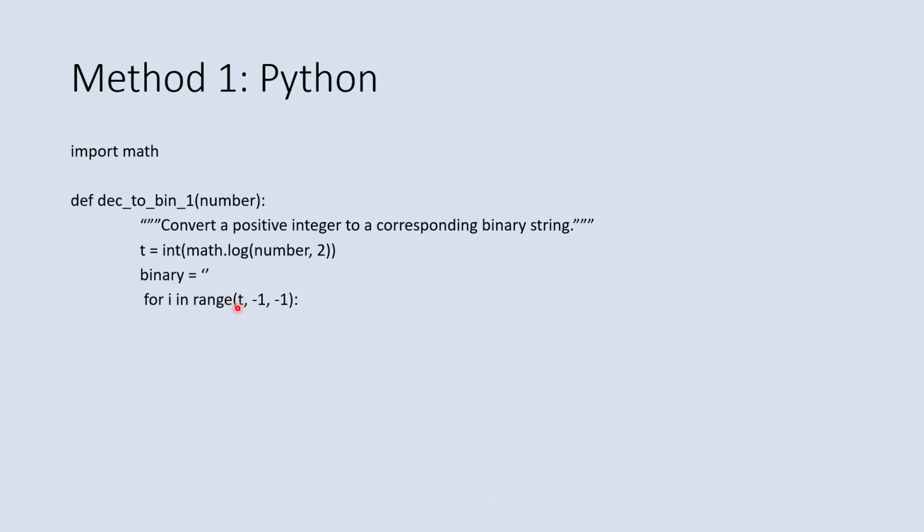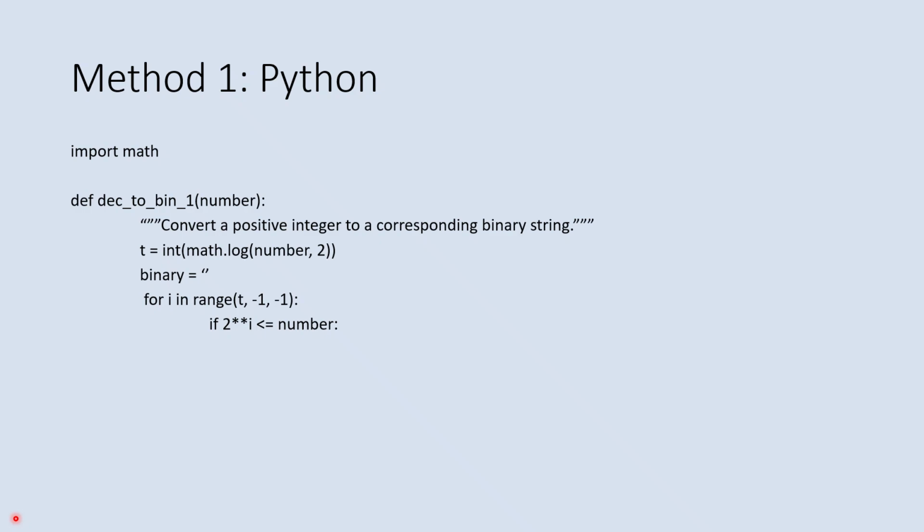So remember that range has your start value, and then in this case we're going down, we're counting by -1, so we're going from t down to -1, but we don't include the last value. So whatever the highest exponent is, we're going to start there, and this range calculation will take us down to the 0th power. So start with t and go down to i at the end being 0.